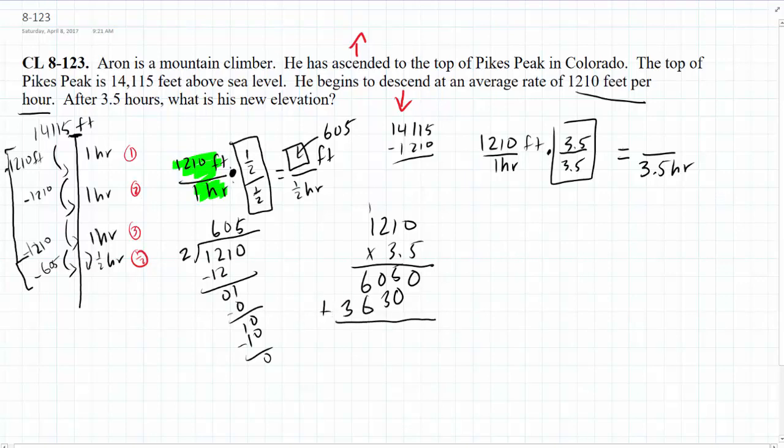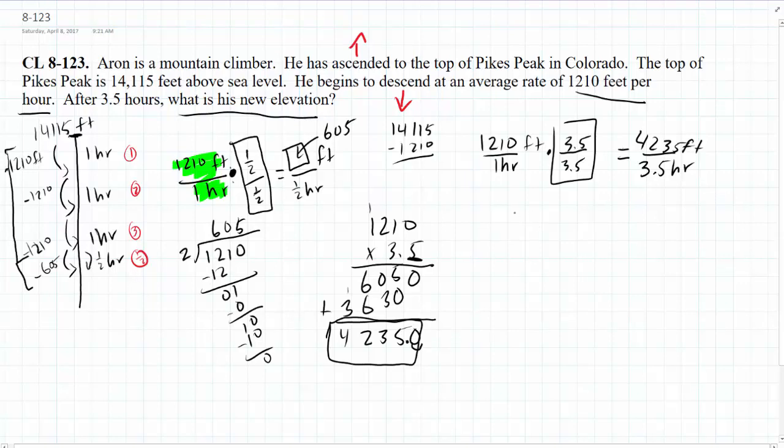Okay, we'll go ahead and add this up. Once you add it up, you're going to have 0, 5, 3, 6 plus 6 is 12, 2, 1, and 4. We have one place value here, so I have to move the decimal over one place. So this number means that's how far they descended in the 3.5 hours. In 3.5 hours, they descended 4,235 feet. Now we could use that information to finally answer the question, what's his new elevation?